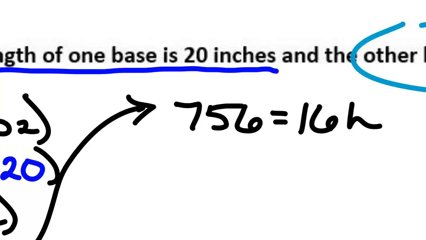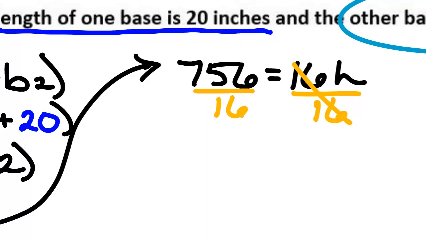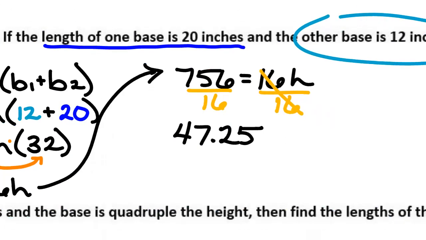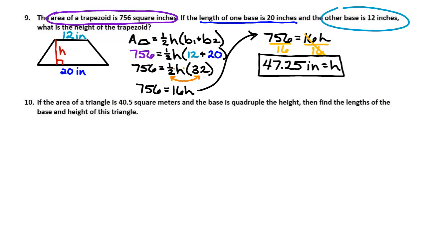And then to get h all by itself, what do I need to do? Divide both sides by 16, yes. What is 756 divided by 16? 47.25. What kind of units should we put with that? Inches. It's height, not area, so it would just be inches. Remember, when we are finding area, it's inches squared, but if we are finding something else, it's not going to be squared. In this case, we're finding the height, not the area.